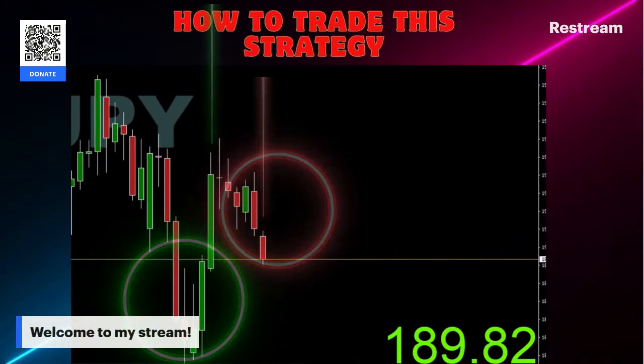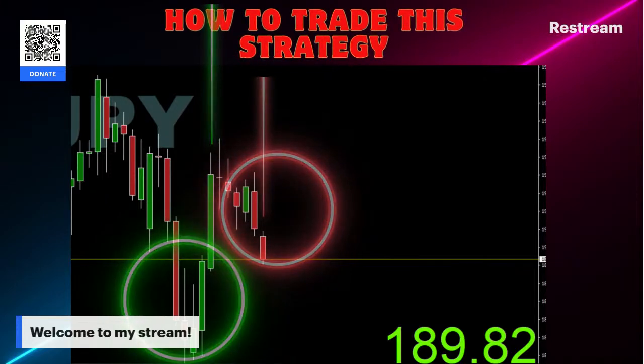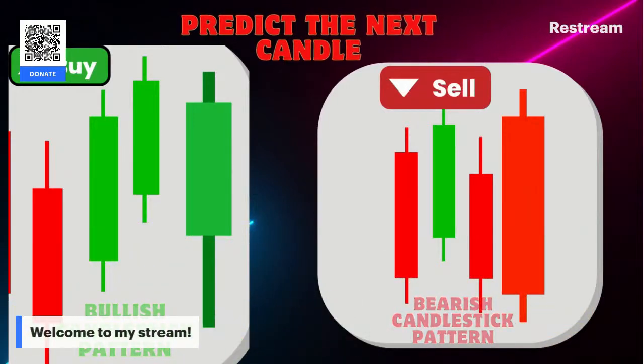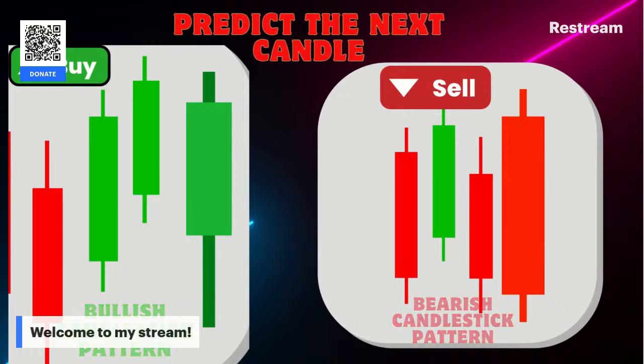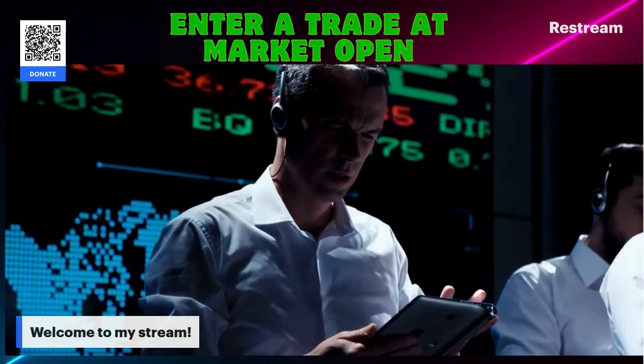How to trade this strategy. First, identify the last 3 daily close candles. At the close of each daily candle, check the last 3 candles and match them with our trading patterns. Predict the next candle. Once you recognize the pattern, use it to determine whether the next day will likely be bullish or bearish. Enter a trade at market open.